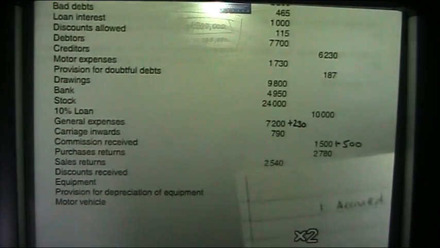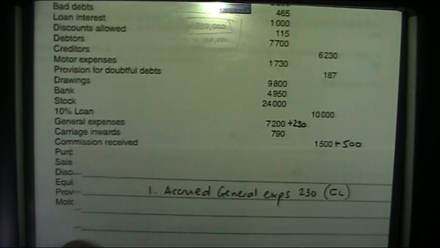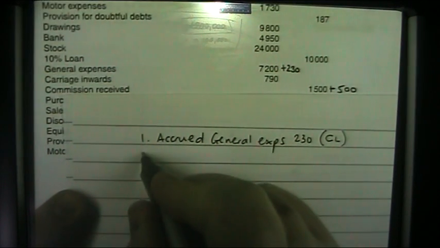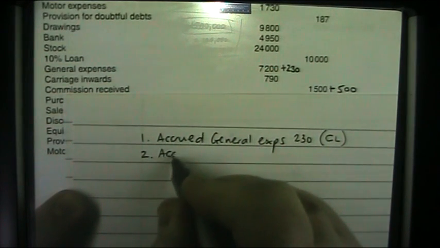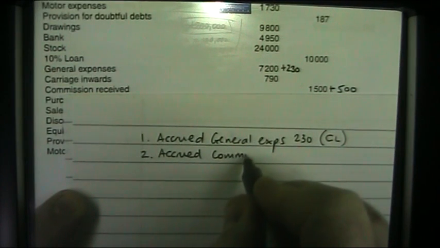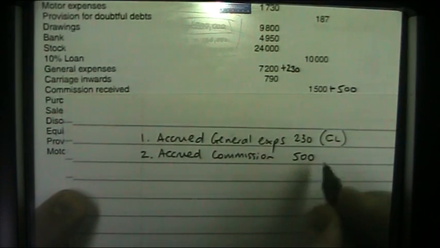What you do need to do is bring your little workings over and go, oh man, what does that £500 actually represent? I'm owed some more money. Again, the word owed is always the same, accrued. What is it for? Commission. And how much is it for? 500. But here comes a tricky bit.